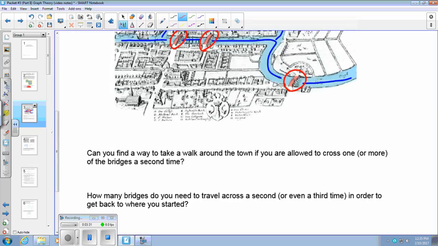Okay, so if you want to press pause, you can take a moment and try these 2 questions out. First one is, can you find a way to take a walk around the town if you're allowed to cross 1 or more of the bridges a second time? And note that you don't have to end up where you start. Another way of saying you don't have to start and stop in the same place.